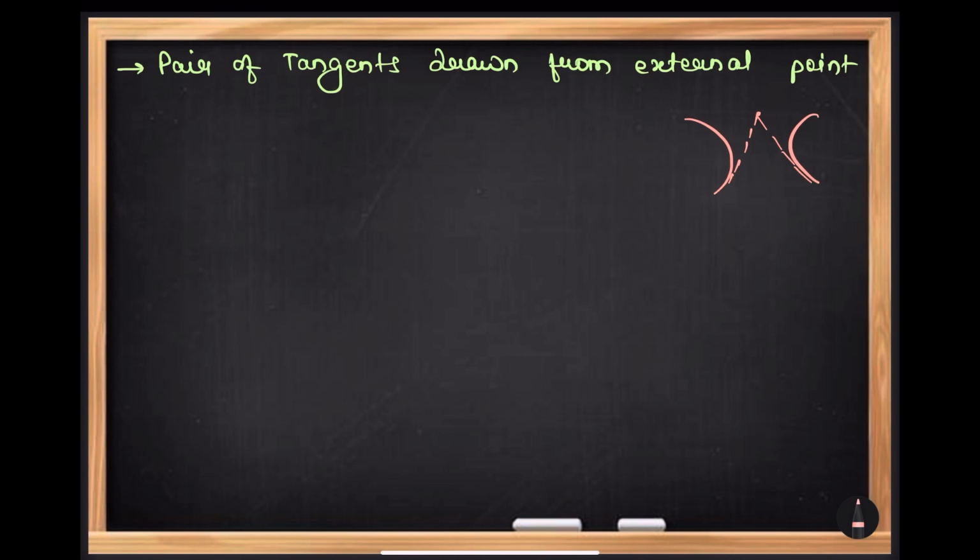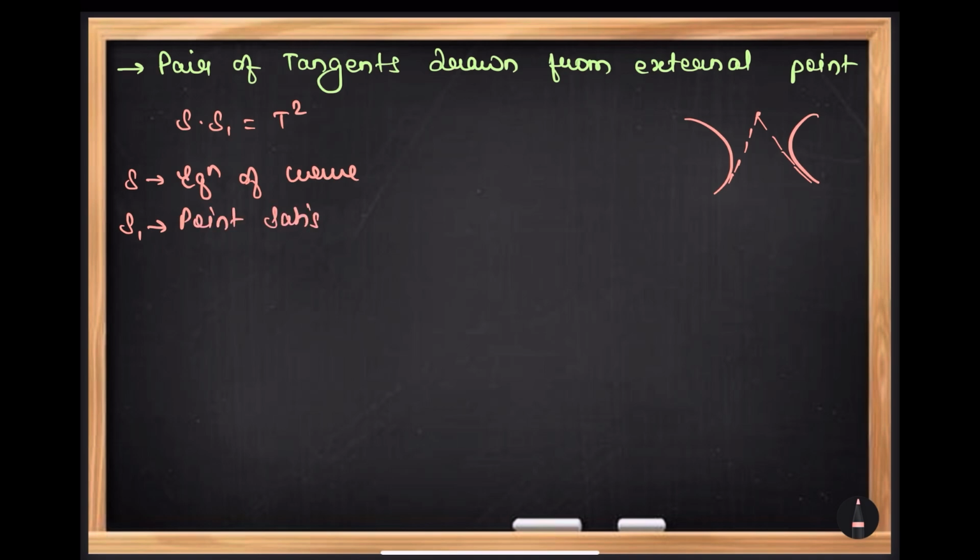So how will we write down the equation of that tangent? We will go with S1 equals T square. So who is S? S is the equation of the curve. Who is S1? S1 is point satisfaction. Means I will give you a point and then I'll be giving you a curve. So you have to satisfy that point in the curve and you will write S1 equals to that. So that is point satisfaction.